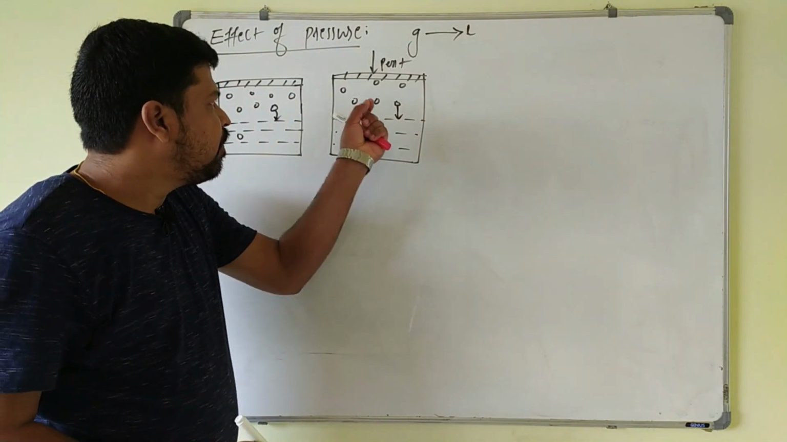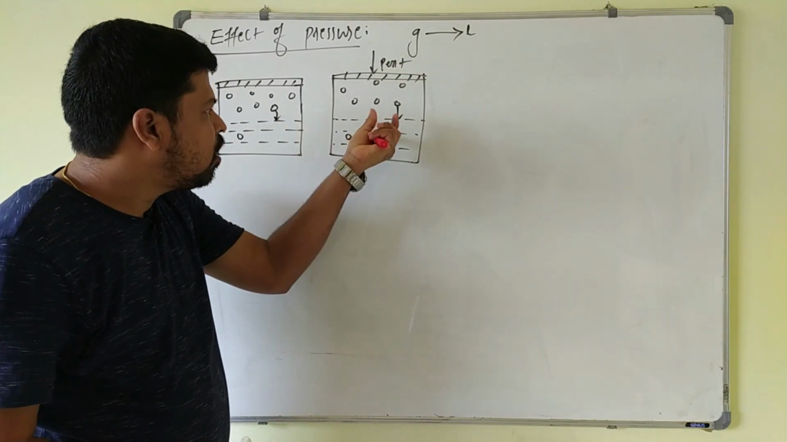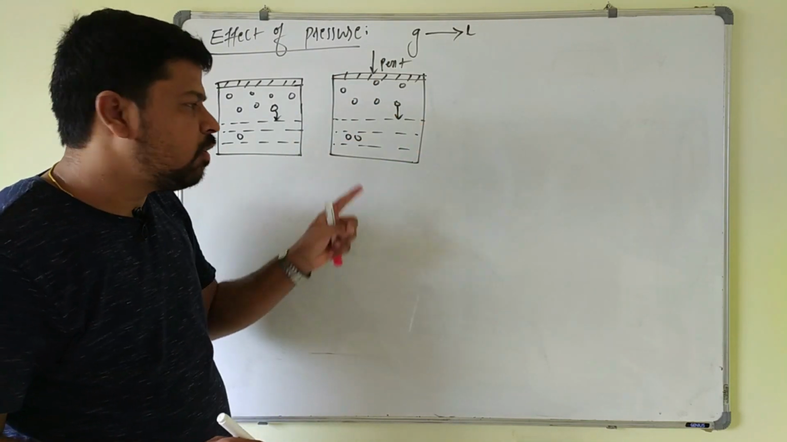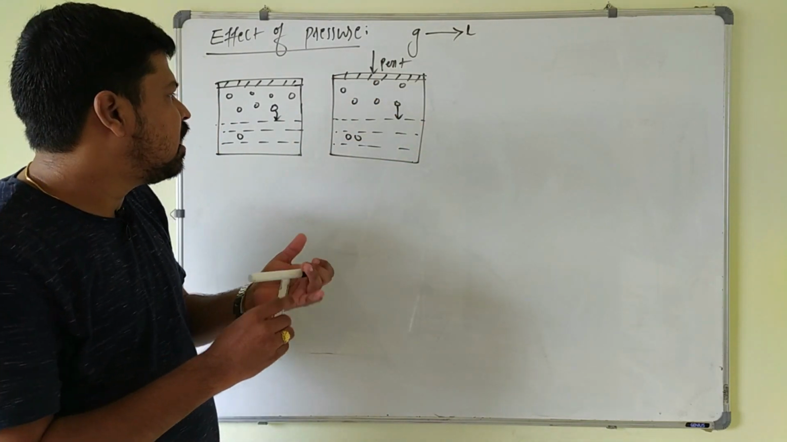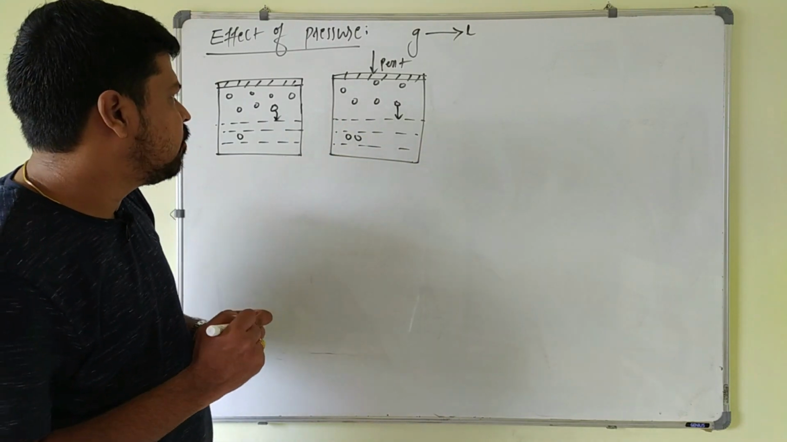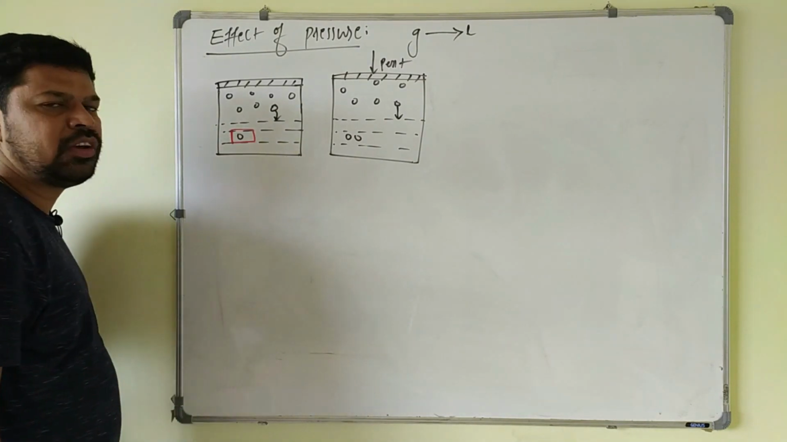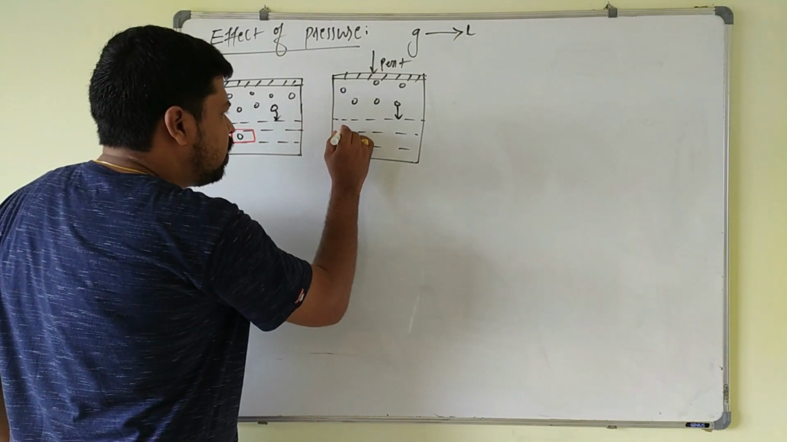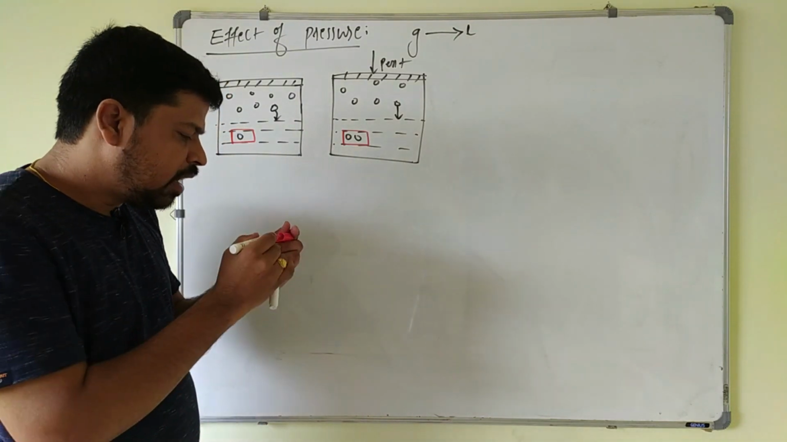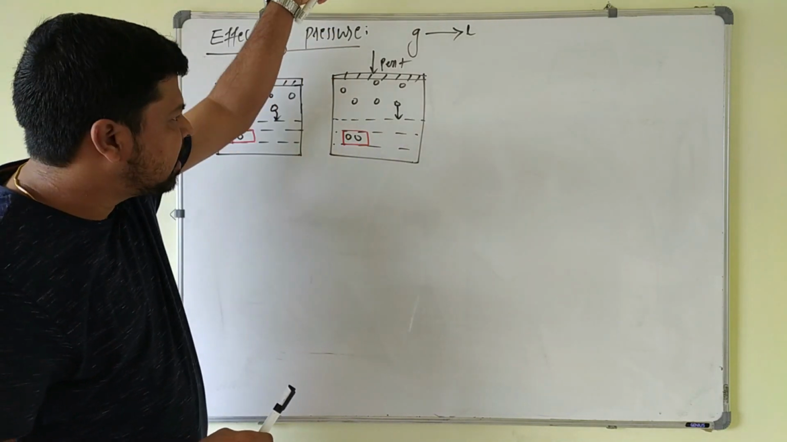So the rate at which the gaseous molecules strike the surface of the liquid increases, and more gaseous molecules will enter into the liquid, which increases the solubility of the gas in the liquid, because the number of gaseous molecules per unit volume of the liquid increases here. For example, if I consider unit volume of the liquid here, only one gaseous molecule is available, but if I consider 1 unit volume here, 2 gaseous molecules are available, so the number of gaseous molecules per unit volume of the liquid increases with increase in the pressure.